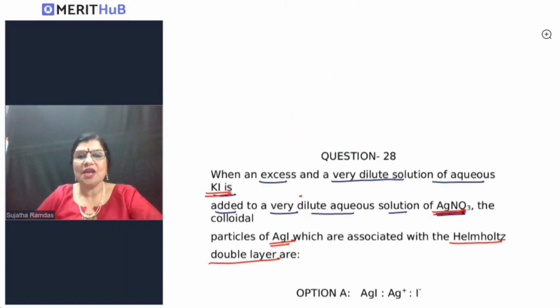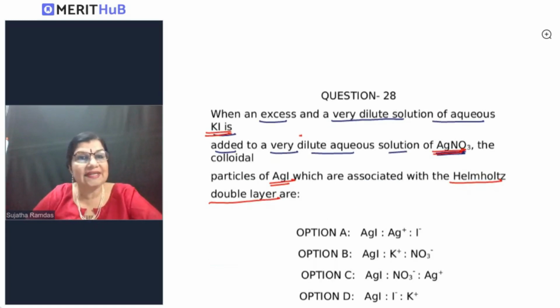So let's see which amongst the four options corresponds to this particular result. Here you have option D, silver iodide attracting the iodide ion, which in turn attracts the potassium ions. I hope you've understood the concept behind these two questions, one from solid state and one from surface chemistry.